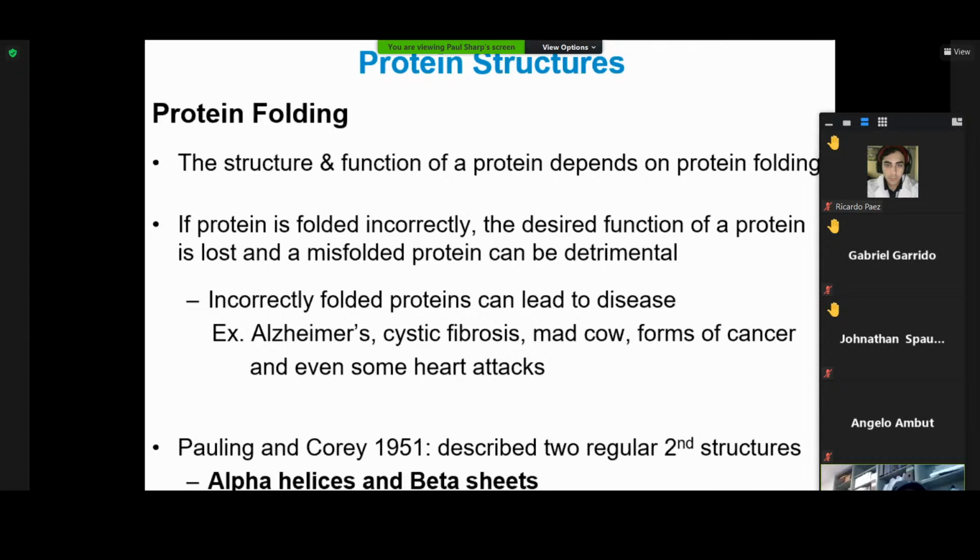So if we want to start learning about proteins, there are two big players, Pauling and Corey in 1951, who described two regular structures that are associated with proteins. These structures are alpha helices and beta sheets. These structures are very fragile because they form by hydrogen bonding, and hydrogen bonding is a very weak bond. If it's heated up, then those bonds are broken.